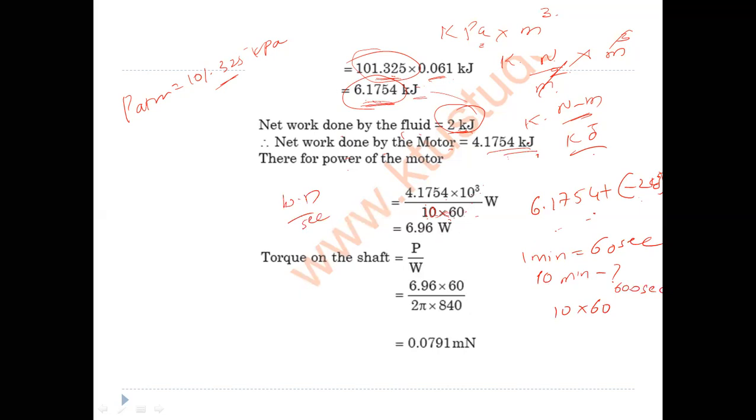Here the work done units are joules and the time units are seconds. So joule per second means watt. So the unit of power is watt, and we got the value as 6.96.